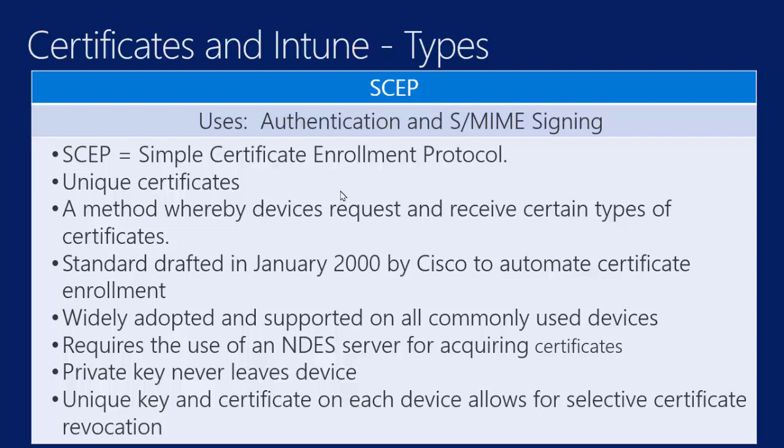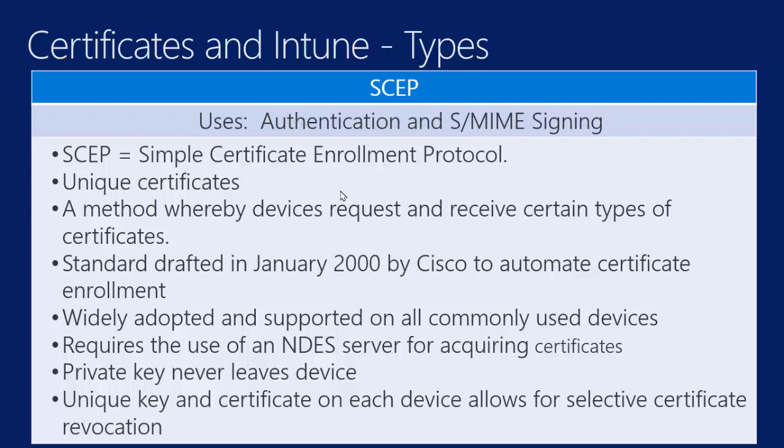So an NDES server is a server that sits out there on your network. It could be in your DMZ, it could be on your internal network, depending on your configuration, and interacts with Intune. Intune will request certificates from the NDES server. The NDES server will shuttle that internally or next door, depending on your configuration, to your certificate server, receive the response back, and forward that back to Intune. You'll see it work in just a minute.